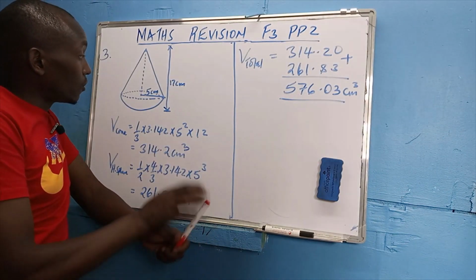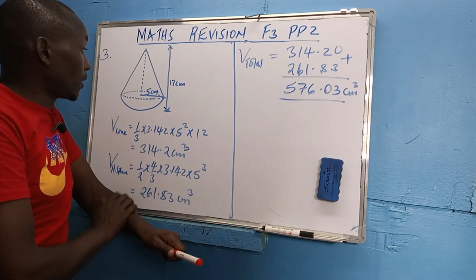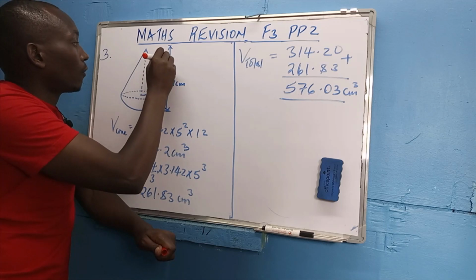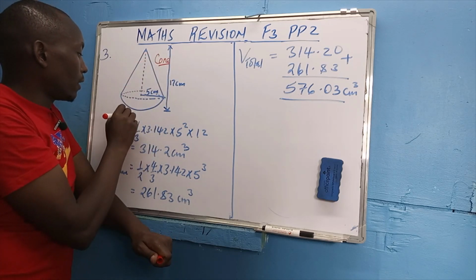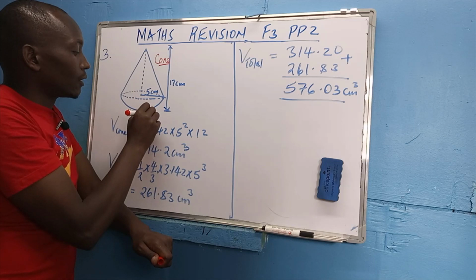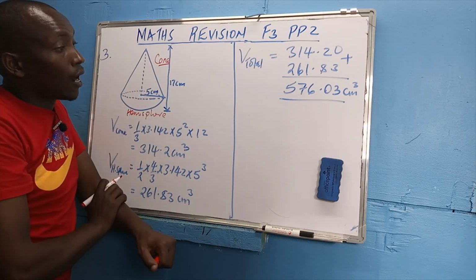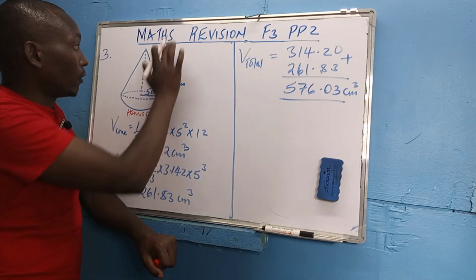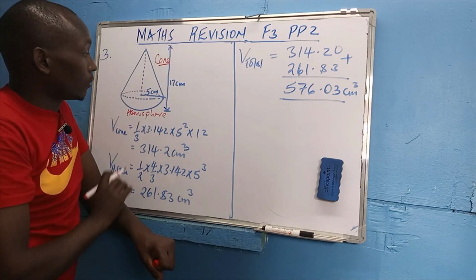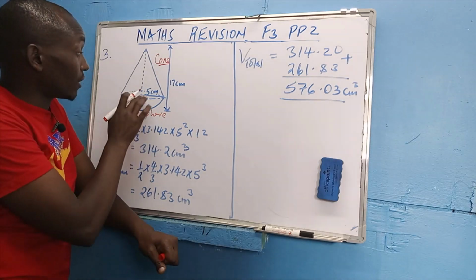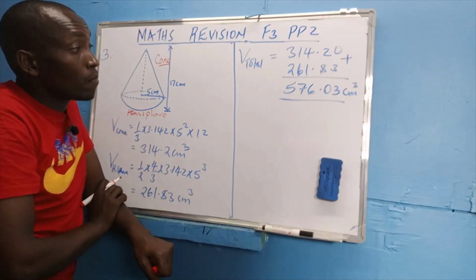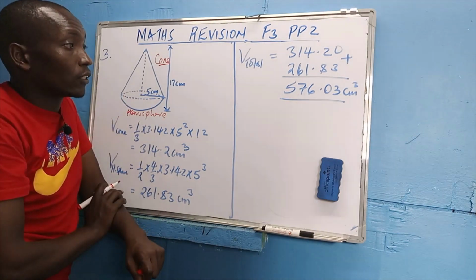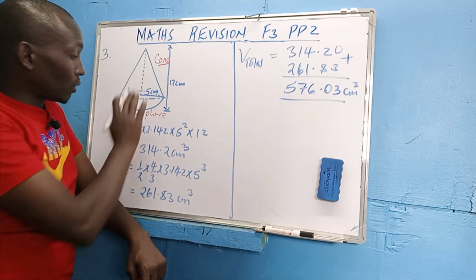Question number 3, you're given this figure, and it's made up of a cone. So we have the upper part that is a cone, and we have the lower one that is a hemisphere, half of a sphere. You're given the height of the sphere and the cone is 17 centimeters. The radius of the cone, which serves as the radius of the hemisphere, is 5 centimeters. So the question is, find the volume of that toy.